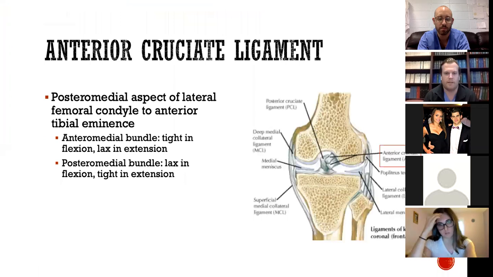We're looking at the anterior cruciate ligament, the ACL. You have to remember that it comes off the posterior medial aspect of the lateral femoral condyle and comes down to the anterior tibial eminence. The ACL itself is divided into 2 separate bundles. You have an anterior medial bundle and a posterior lateral bundle. Sorry for that typo.